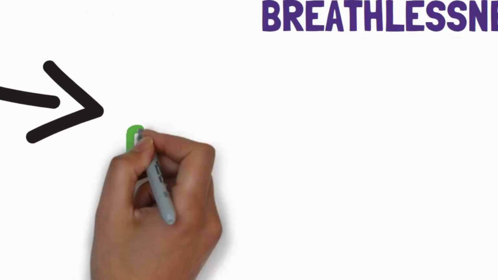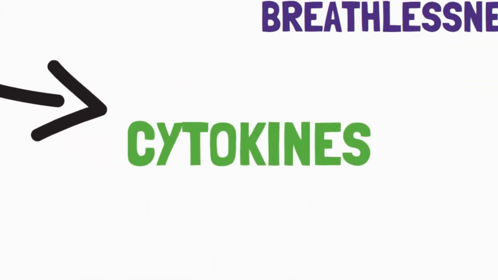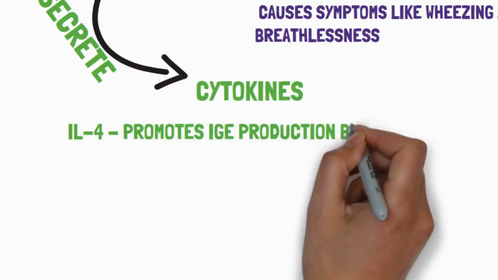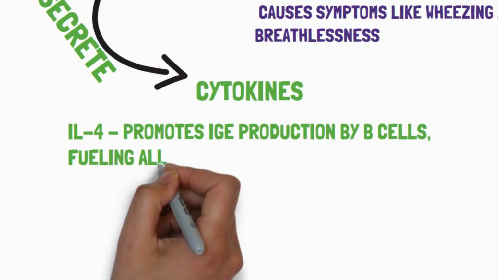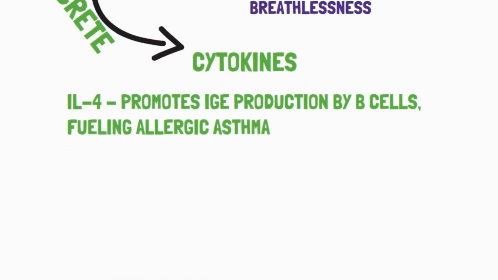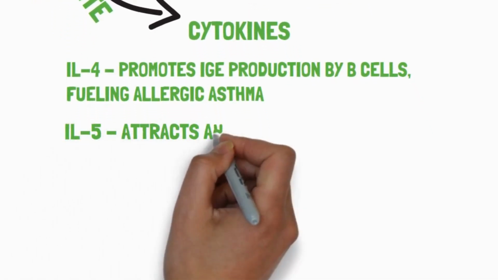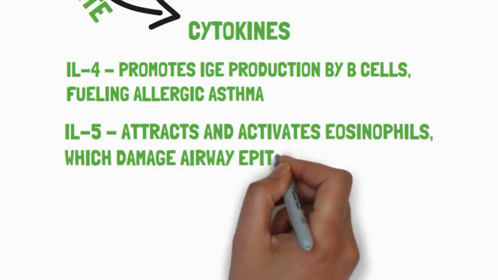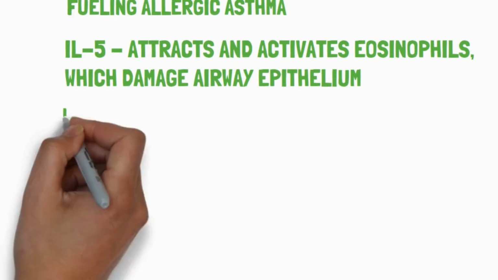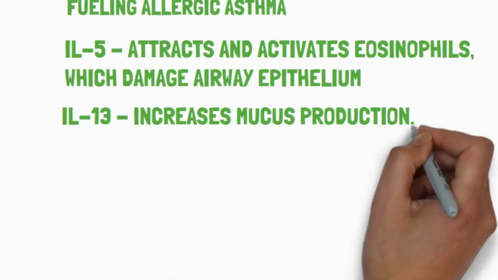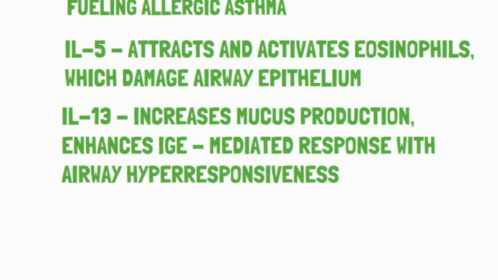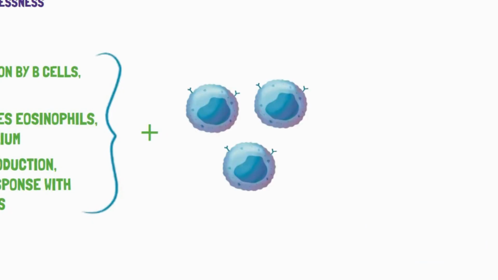So the Th2 cells secrete key cytokines, which include interleukin 4, which promotes IgE production by B cells, and this is for allergic asthma. Then interleukin 5 attracts and activates eosinophils, which damage the airway epithelium. Then interleukin 13 increases mucus production and enhances the IgE-mediated response with airway hyperresponsiveness. These IgE antibodies bind to mast cells and sensitize them.